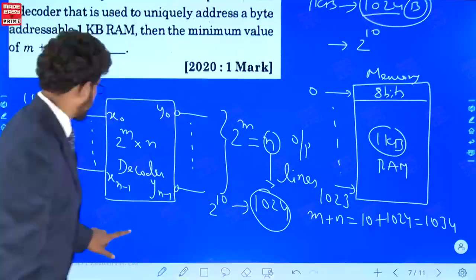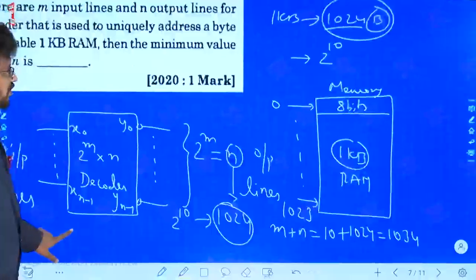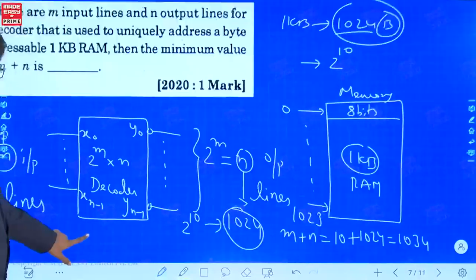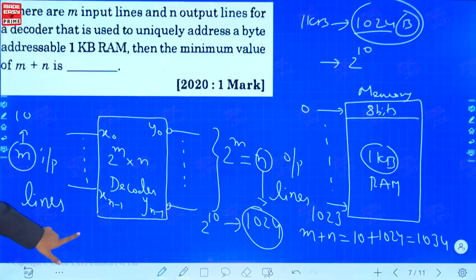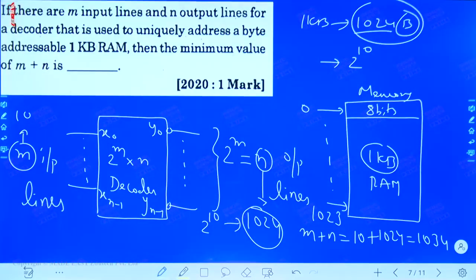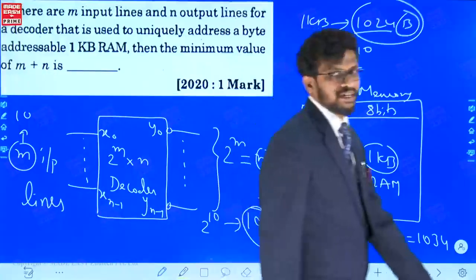1034. So this is how we can solve the question. I hope you have understood how to solve the question. That's why I told you, if you know the basic concepts.